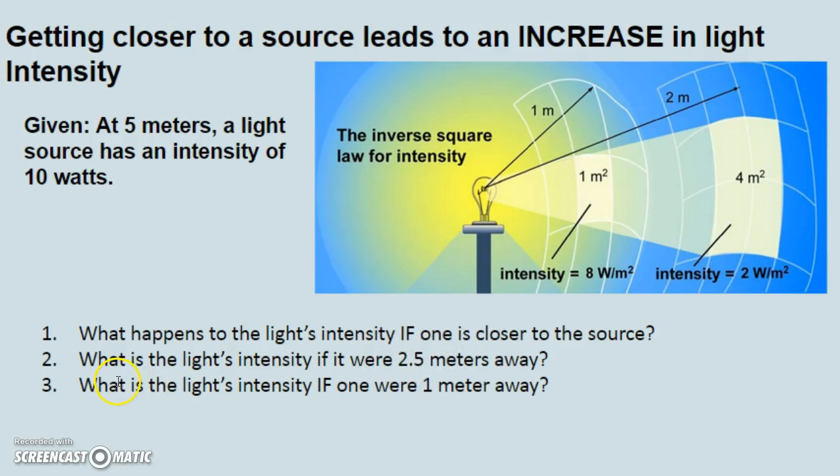So let's do this a different way. What is the light's intensity if I am 1 meter away? Well, notice my reference says at 5 meters, it's 10 watts. If I'm 5 times closer, it's going to be 25 times more intense than at 5 meters. So 25 times 10 is 250 watts. Make sure that you know what the concept of light intensity is and how to solve using the inverse square law.